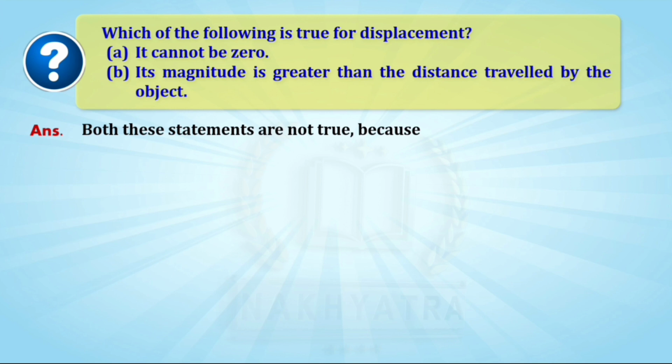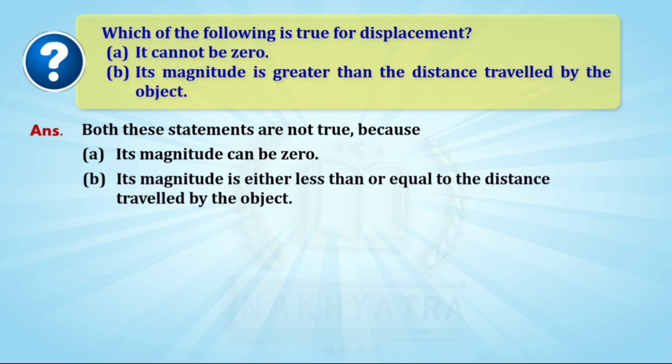Because see the reasons here. Its magnitude can be 0, right? Just in the previous question we already got to know that displacement can be 0. That means its magnitude can be 0. And B, its magnitude is either less than or equal to the distance traveled by the object.